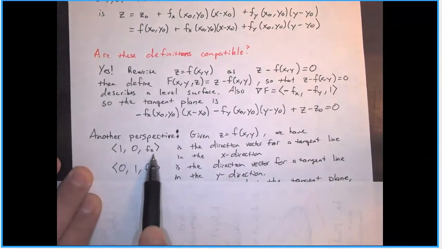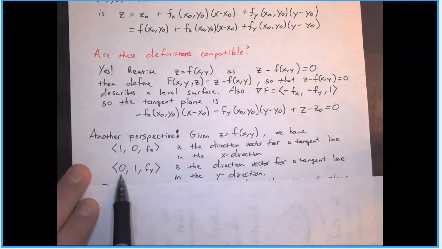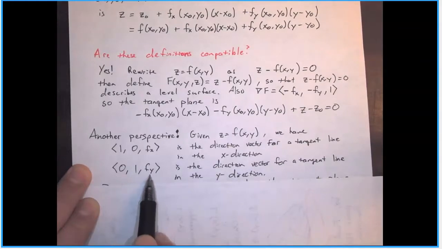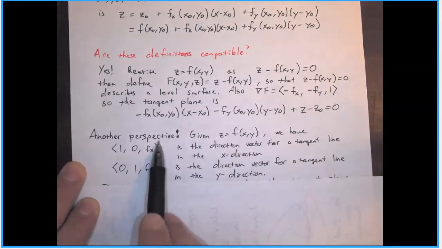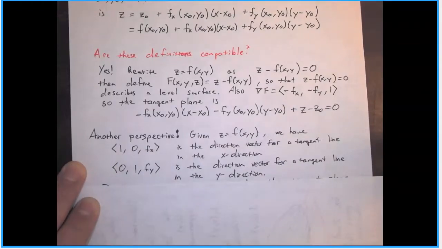Then the z component of this direction vector is given by the partial derivative with respect to x. And now if I do the same thing in the y direction, I'm not going in the x direction at all. I'm going in the y direction, and then the z component of that direction vector is given by the partial derivative with respect to y. This tells me how the function values, the z values, are changing in the x direction. This tells me how the z values are changing in the y direction. So these are 2 direction vectors for 2 different tangent lines. They both lie in the tangent plane.